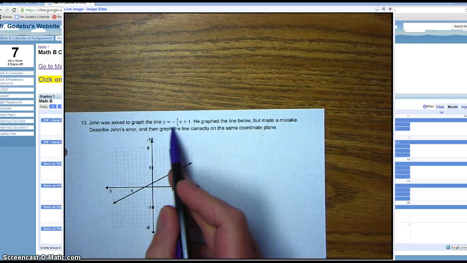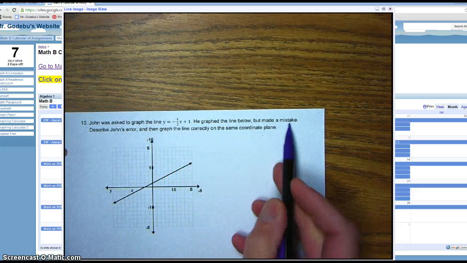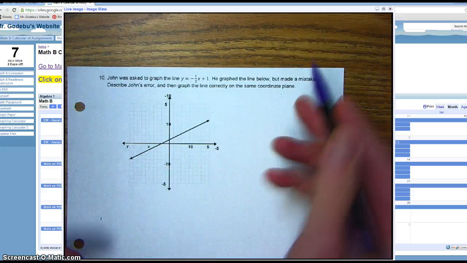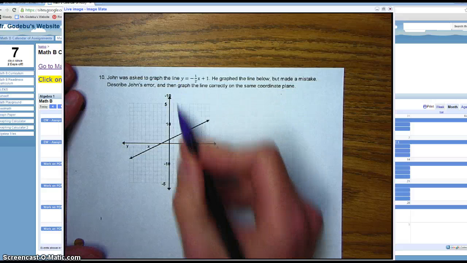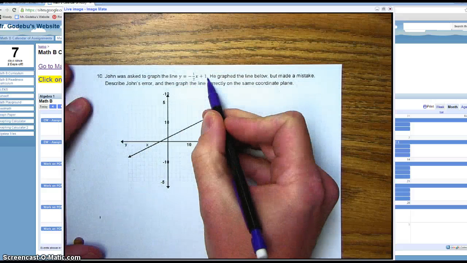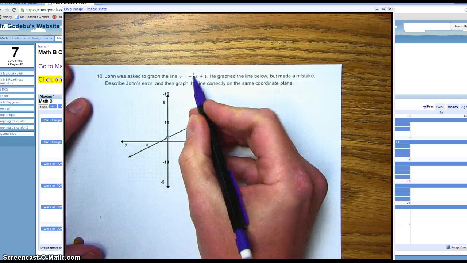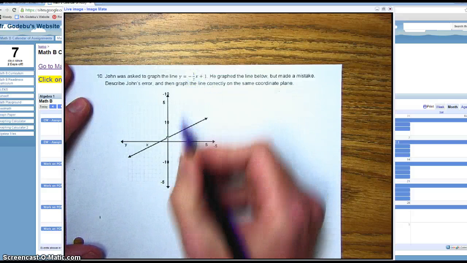John was asked to graph the line y equals negative 1/2 x plus 1. He graphed the line below and made a mistake. Describe John's error, and then graph the line correctly on the same coordinate plane. That was fast. Let's see. He was supposed to begin at 1. Did he? Yes, he did. And then he was supposed to rise 1 and run 2. Up. Rise 1 and run 2.